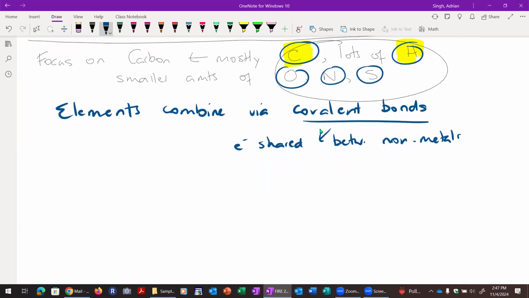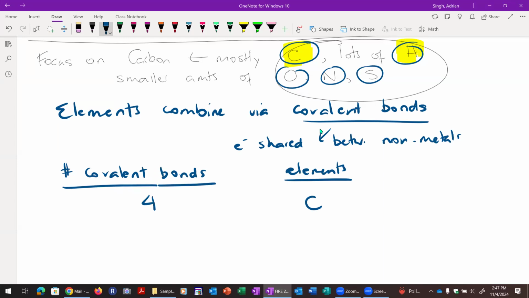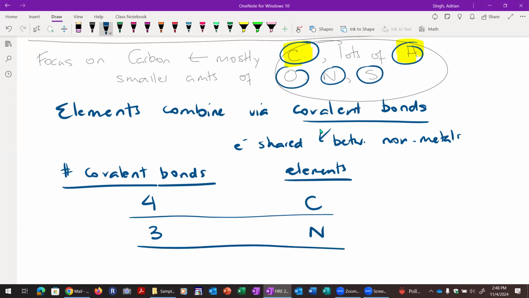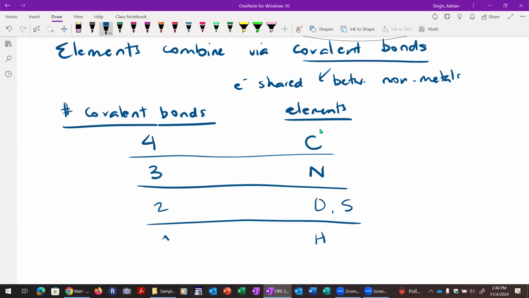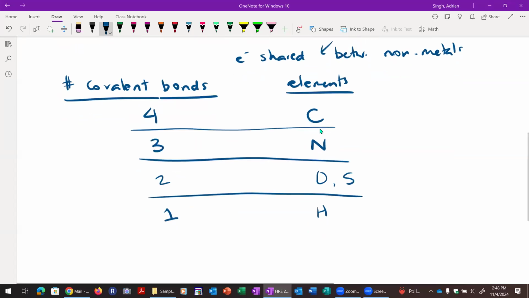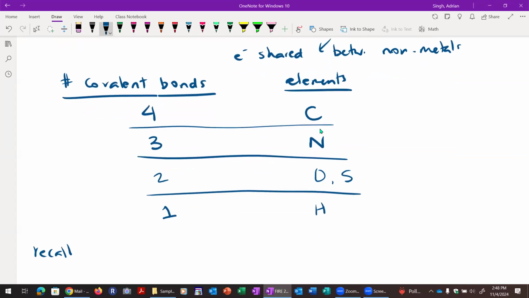Now, a couple things to know about the number of covalent bonds that each of these elements like to form. This is going to be a general rule that we're going to follow when we look at these types of elements. So carbon likes to form 4 covalent bonds. Nitrogen likes to form 3. Oxygen likes to form 2, and hydrogen likes to form one covalent bond.